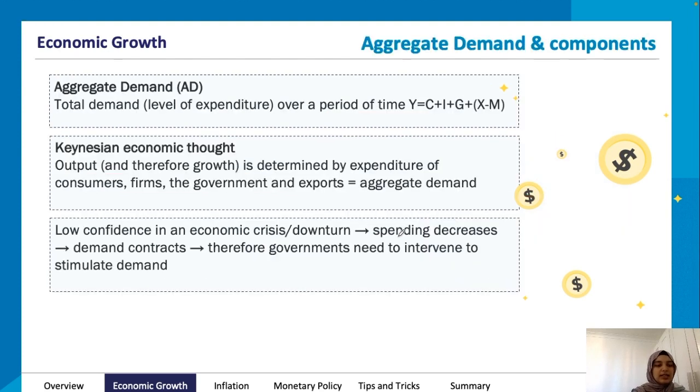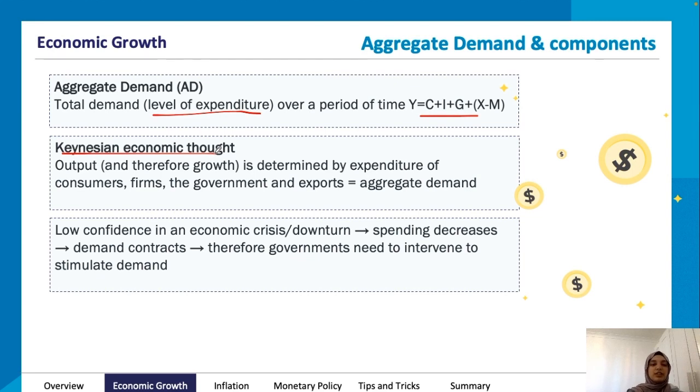So, aggregate demand and components. Aggregate demand is the total demand, which is the level of expenditure over a period of time. So, how do we measure that? We've got C, I, G, minus exports, imports, which we'll go through as well. That's a net. Keynesian economic thought looks at this idea that output, and therefore growth, is determined by expenditure of consumers, of firms, the government, and exports, which makes up aggregate demand.